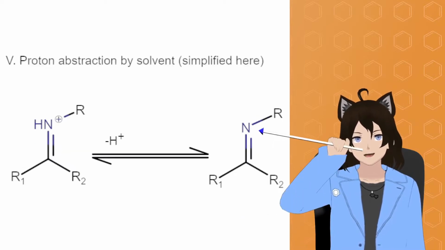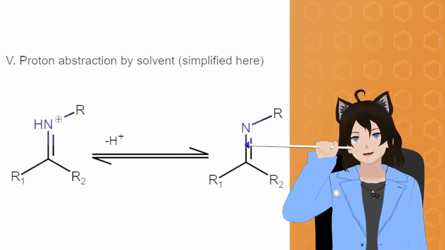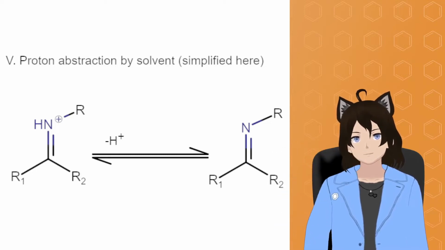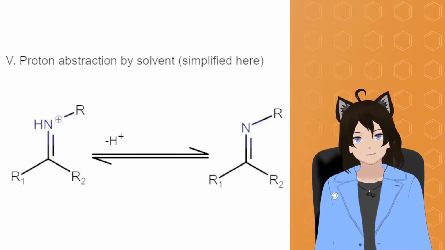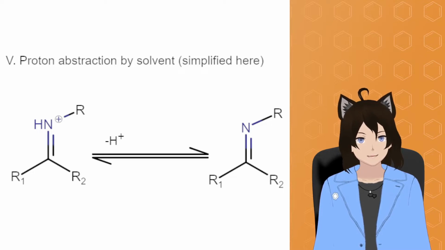And in the final step of the process, the iminium cation's proton is abstracted by a solvent. I've much simplified it here, just showing the loss of H+. This is favored because iminium cations generally don't like to exist, and are also intermediates in the hydrolysis of imines, which, again, I will not discuss here.